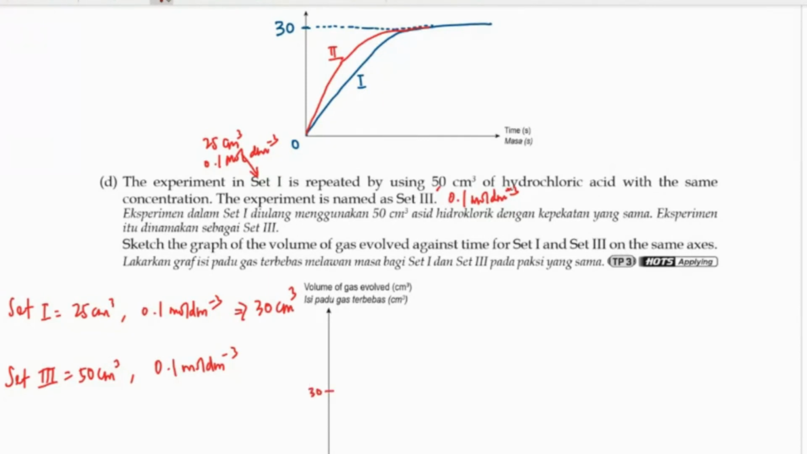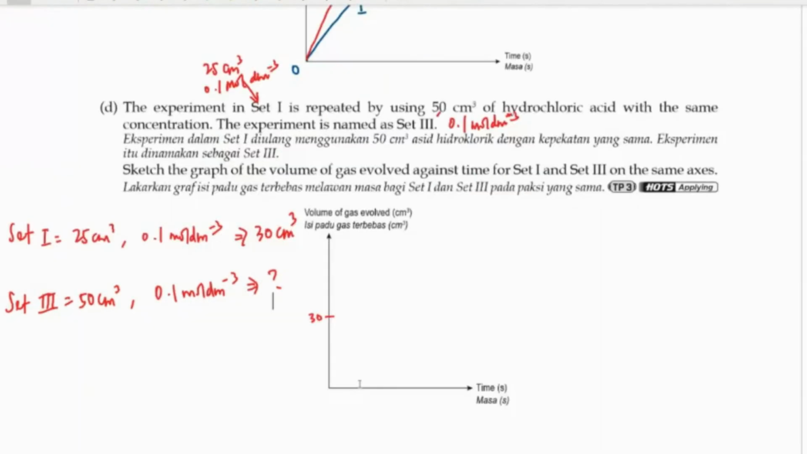Then how about set 3, class? Will it be the same as 30 or will it be different? And then what is the volume, class? Different, right? Why can you get a different value? This one is 30, so it's a very simple question. How do you find it?